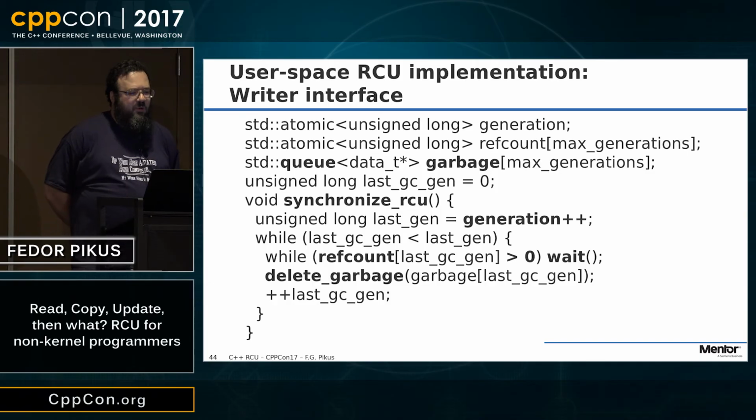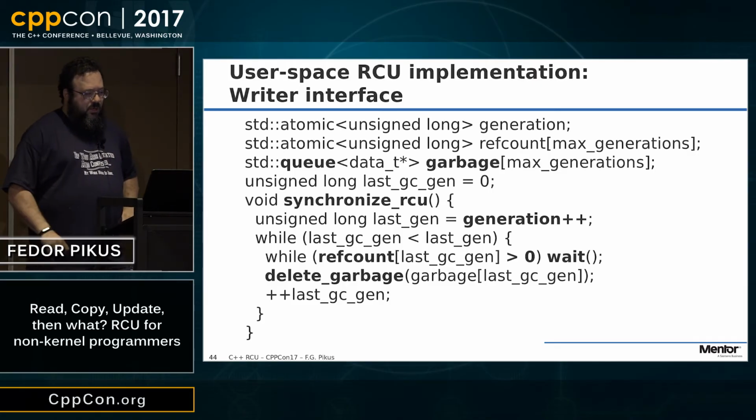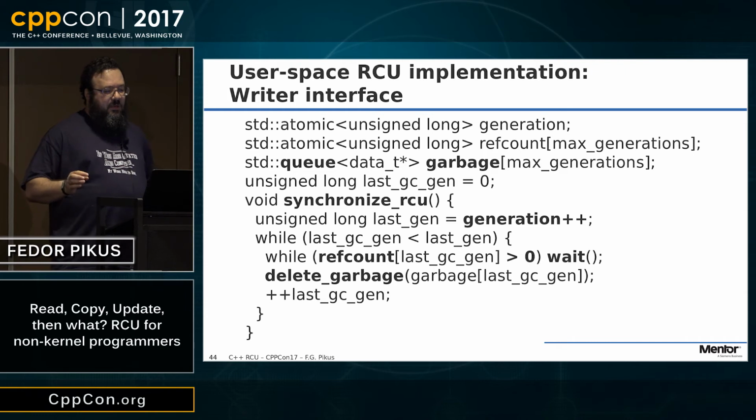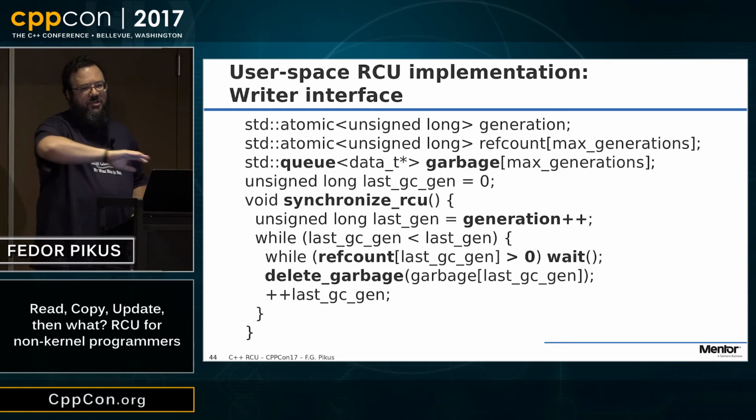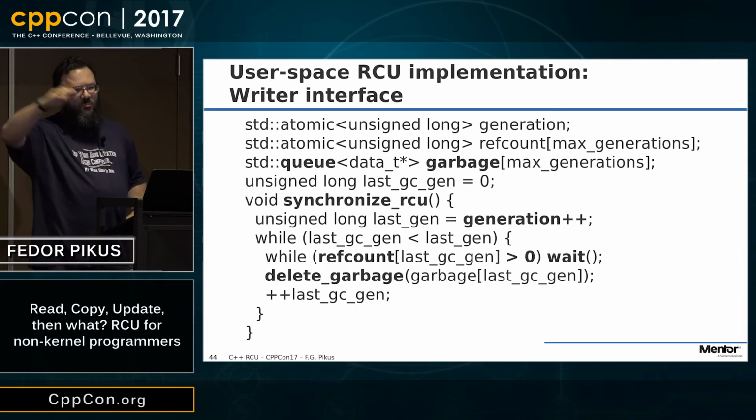It just uses atomics. What do the writers do? Well, the writers are very simple. Eventually, you'll call synchronize RCU on the writer. So when that happens, I'm going to scan all the generations, stopping before the current one, because I can't reclaim the current generation. And I'm going to look at reference counts. And if the reference count of a particular generation is not 0, I'm going to wait until it becomes 0. And if it's 0, I'm going to reclaim all the memory on the garbage queue. And then I'm going to move on to the next generation.